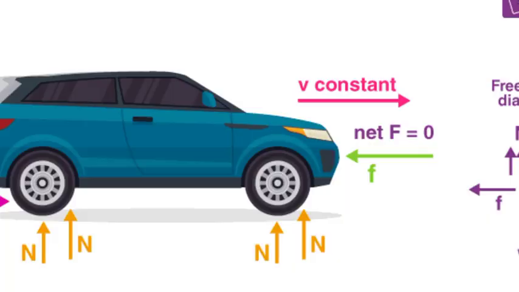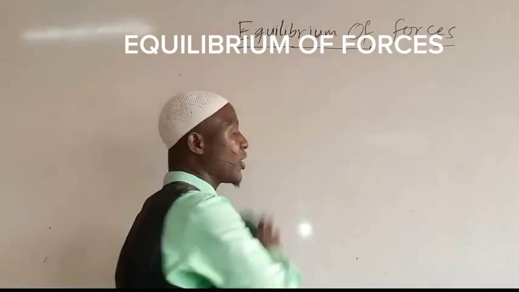Therefore, let's say we have a car moving with uniform velocity. In that case, the force in the engine that's pushing it forward must be equal to the frictional force that's pushing it back. So the car will not accelerate. Now, that will lead us to the different ways by which a body can be in a state of equilibrium.